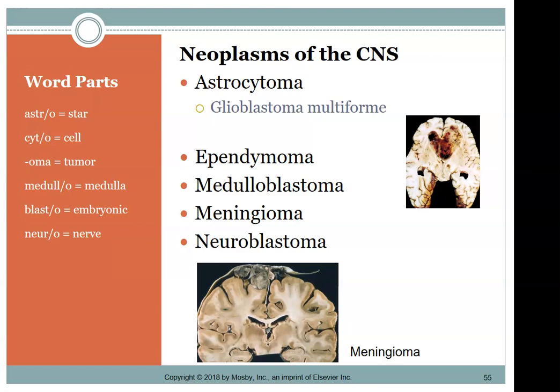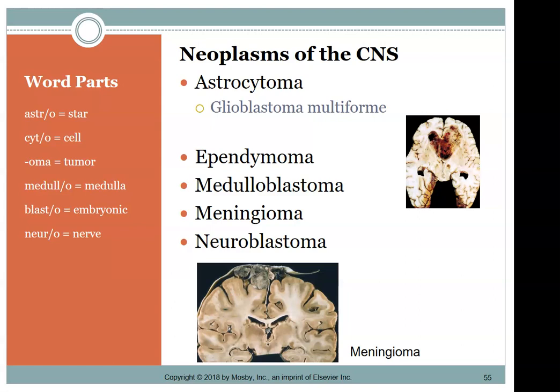Medulloblastoma is a tumor that arises from the embryonic tissue in the cerebellum, most commonly seen in children. A meningioma is a slow-growing, usually benign tumor of the meninges. Although benign, it may cause problems because of its size and location. A neuroblastoma is a highly malignant tumor arising from either the autonomic nervous system or the adrenal medulla. It usually affects children younger than 10 years of age.